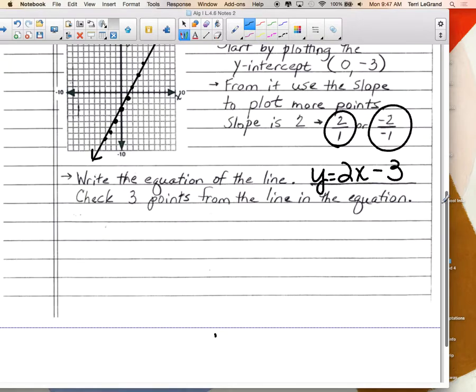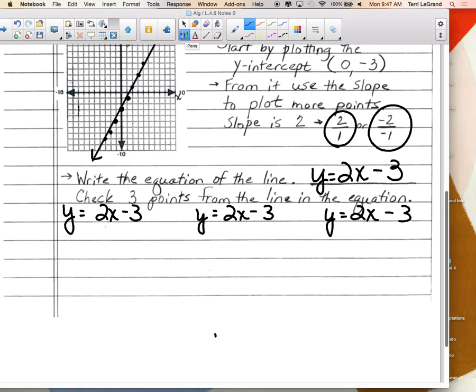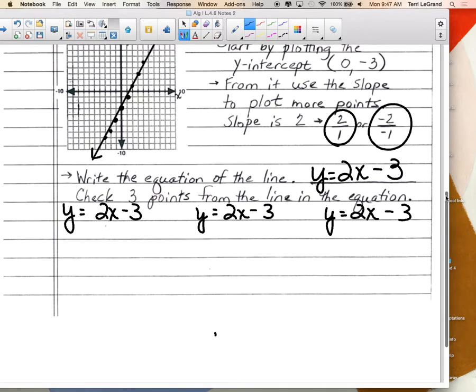Let's check 3 of them, it says. Okay, so check 3 points from the line in the equation. So our equation is this. So y equals negative 2x minus, no, it's not a negative 2x, it's a positive 2x. Y equals positive 2x minus 3. We're going to use the equation 3 times with 3 different points and make sure that it checks out. So if our line and our equation match, they should check. So give me an ordered pair that's on that line. 0, negative 3. The y-intercept is.